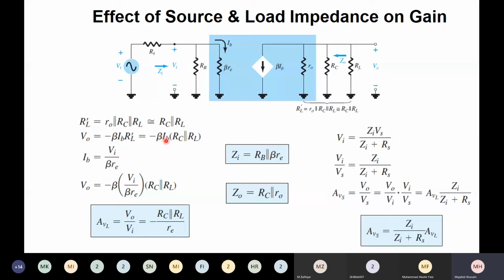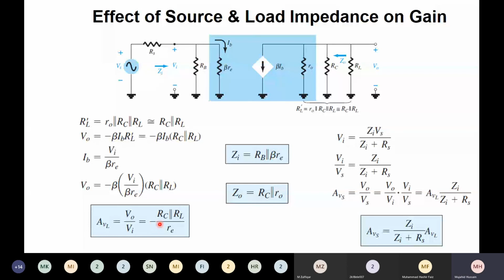We know that in the case of the unloaded, no load voltage gain, there was a simple formula of minus RC over RE. No RL was there. Now only RL is included in the formula, so the load resistance will be in parallel with the collector resistance, and this will give you the value of gain. As you see, this is a minus sign, so we know that in the case of the common emitter configuration, the voltage gain is negative. This minus sign shows that the output voltage will be 180 degrees out of phase from the input voltage.